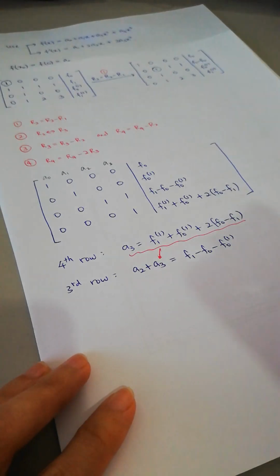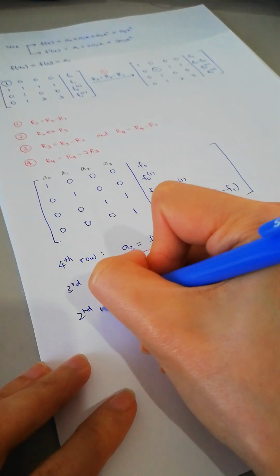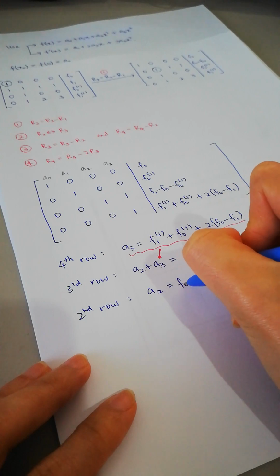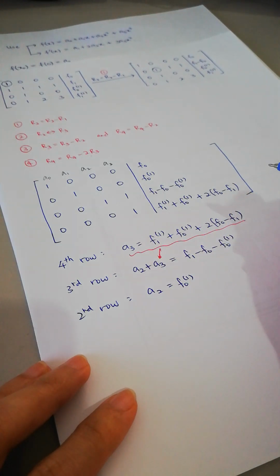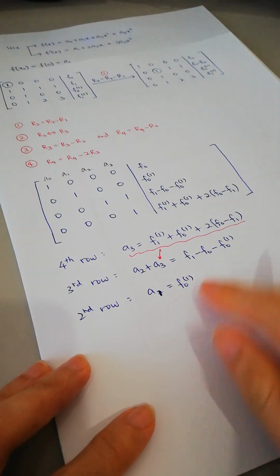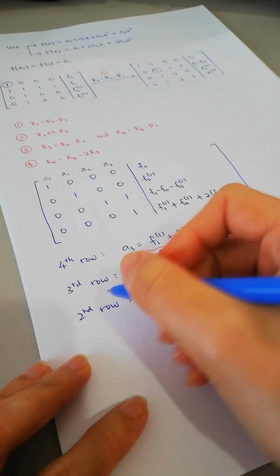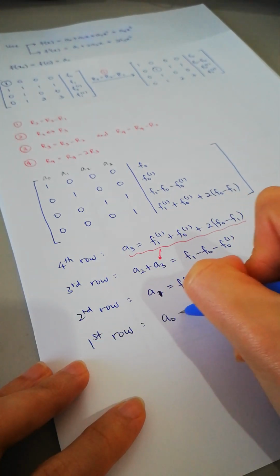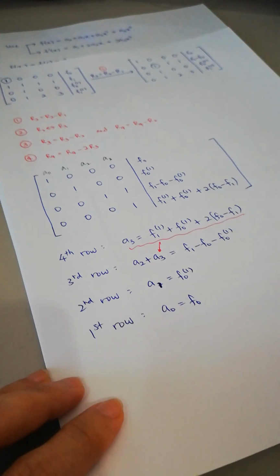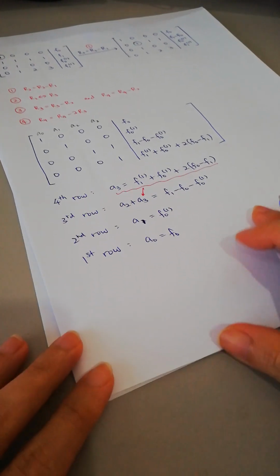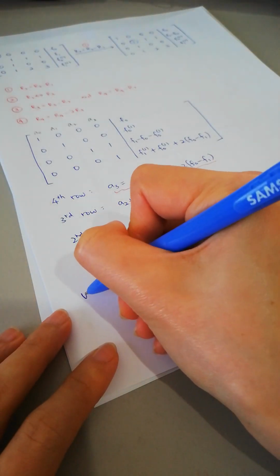And then after that, from your second row, you have A2, which is equal to F01. Sorry, this is A1. This is A1 equal to F0 because this is A1. All right, and from your first row, you have your A0 equal to F0. All right, so I give you the final answer, and I would like you guys to check it by yourself.